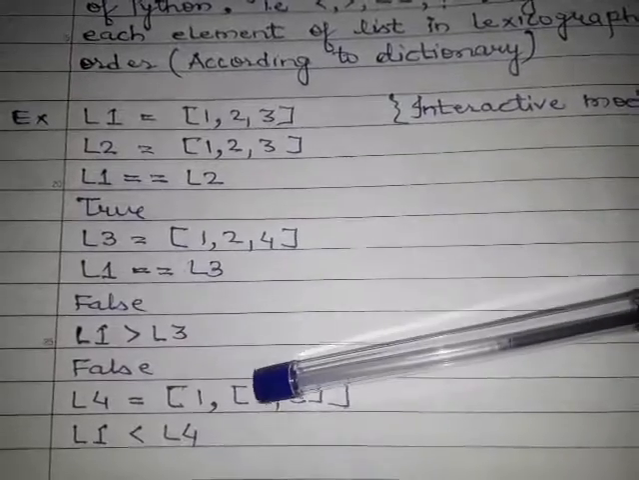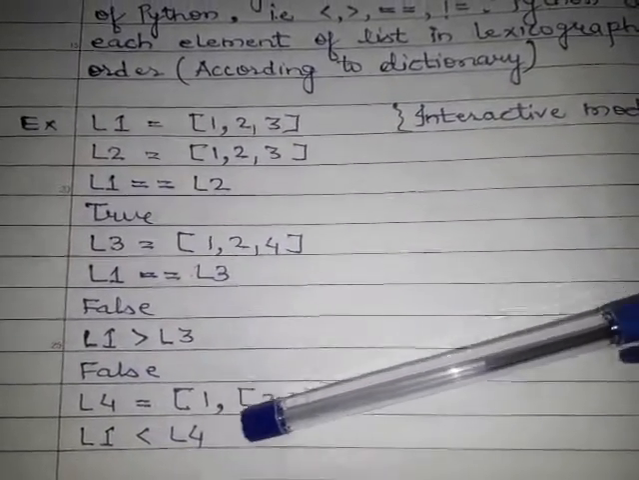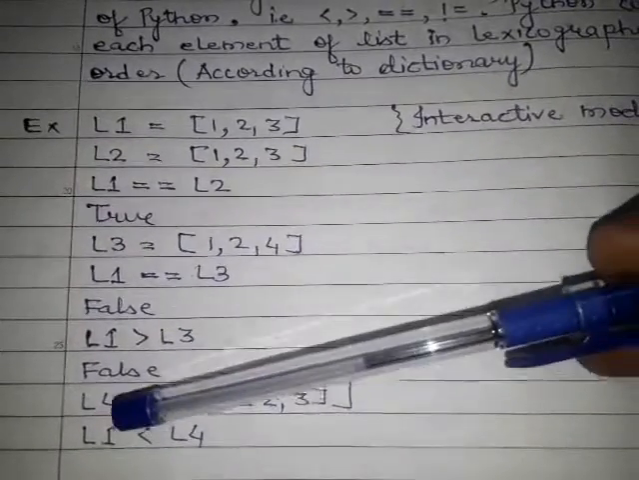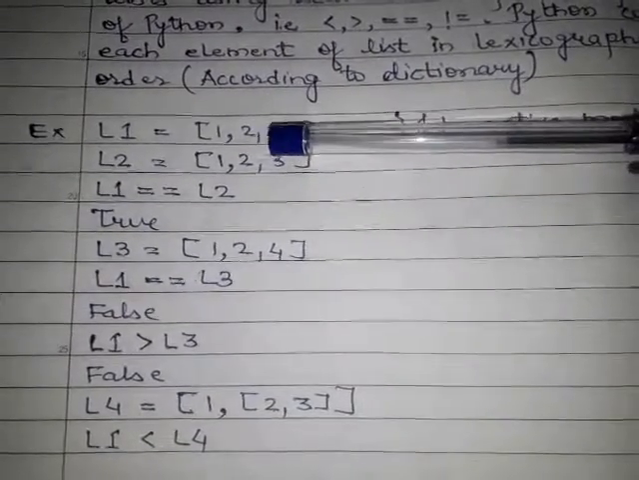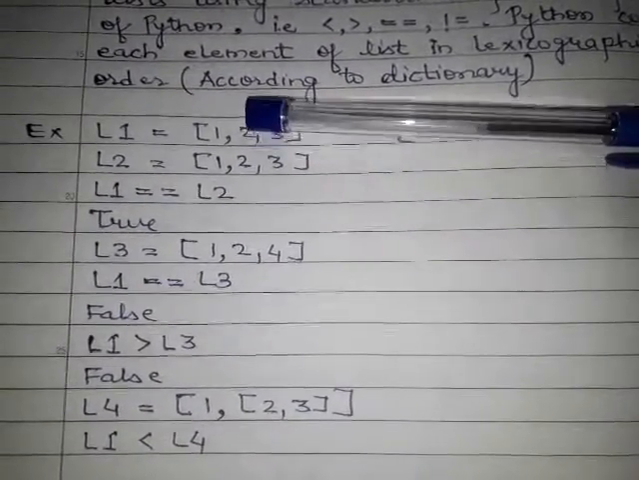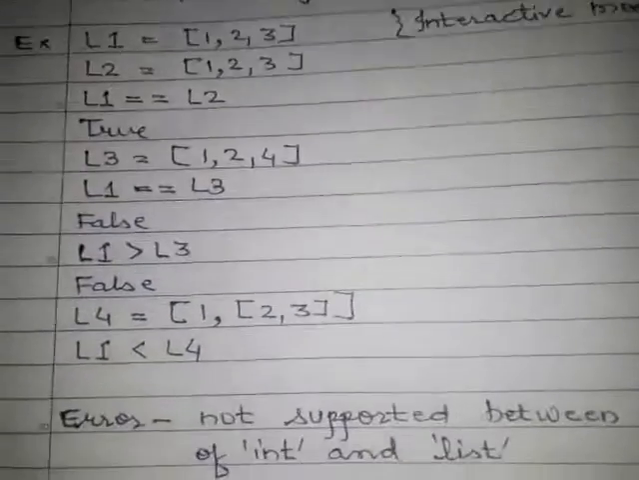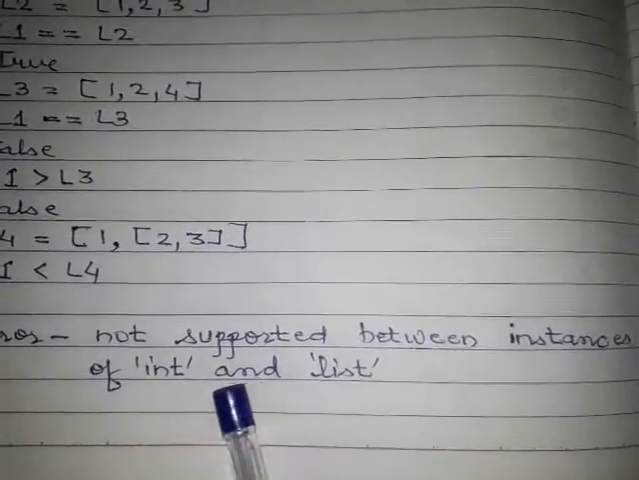But when we move on to the second element, the second element in L4 is a list. These 2, 3 are the second element of L4. So the second element of L4 is a list, while the second element of L1 is a numeric value, which is an integer value. So here there is an error. What is the error? Not supported between instances of int and list.